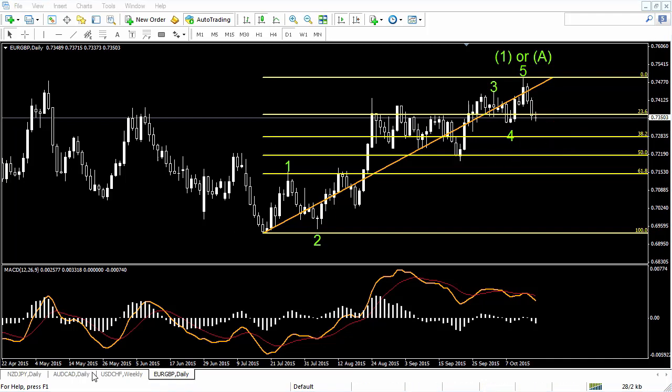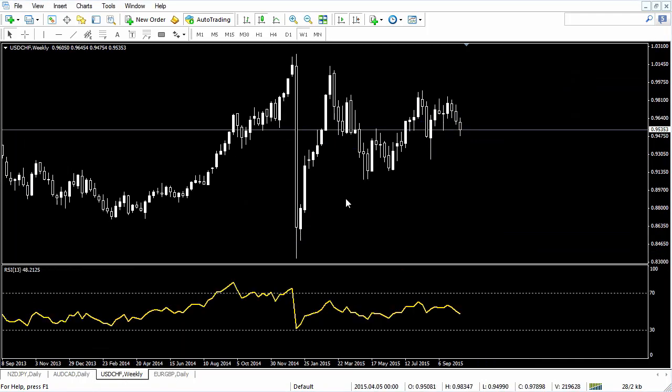Let's move to the next pair. Here is the dollar Swiss franc. Let's go over here and see what we can see. Over here we can start either from here or here.